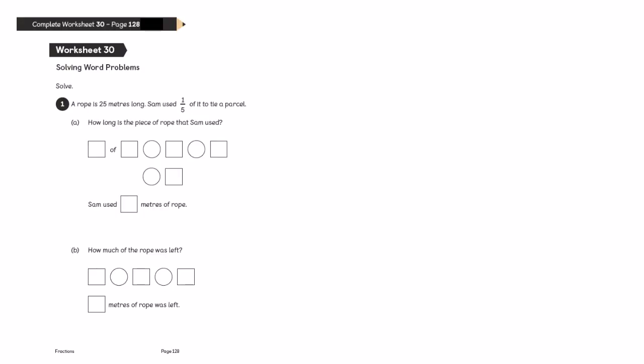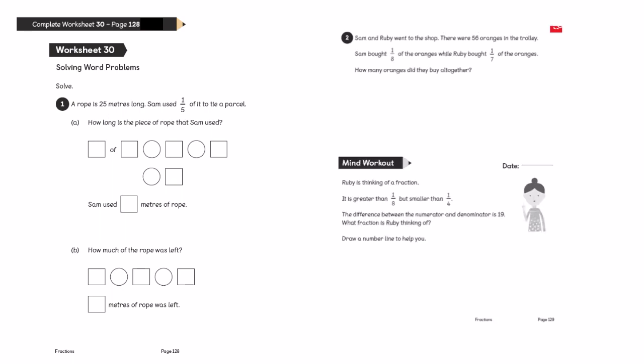Now it's your turn to have a go at a word problem of your own. I would like you to go to page 128 and solve the problem here. When you've done that, if you found it easy and you'd like a challenge, you can go and answer question 2 and the mind workout. These are a little bit tricky, so give them a go, but if you don't understand, you can always send Miss Downing or Miss Lopez a message.